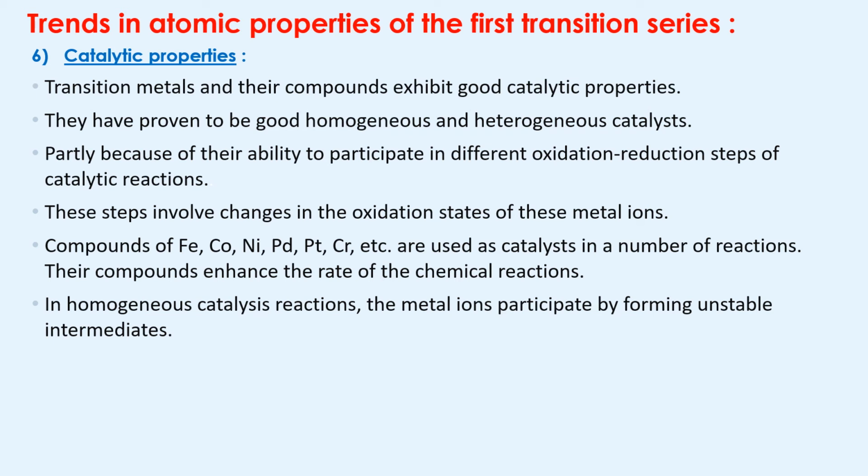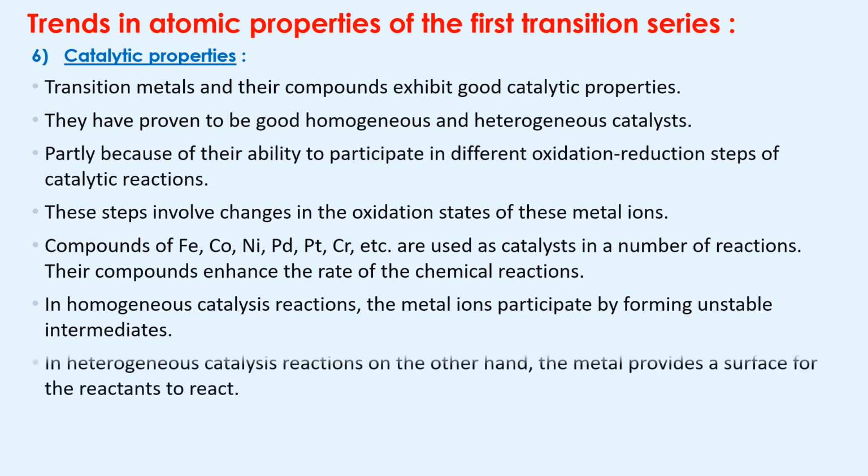an unstable intermediate. Now for homogeneous catalysis, what happens? The metal ion participates by forming an unstable intermediate ion. And in heterogeneous catalysis reaction, what happens? The metal provides a surface for reactants to react. Whenever you take a homogeneous catalysis reaction, the metal ion participates by forming an unstable intermediate, and whenever you study any heterogeneous catalysis reaction, the metal provides a surface for the reactant to react.